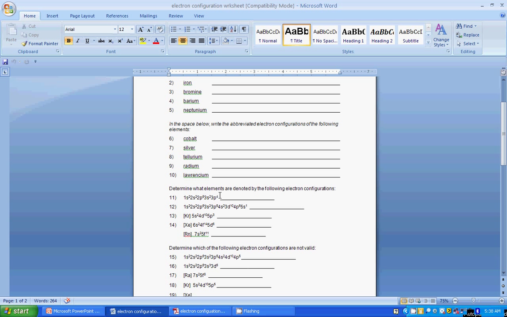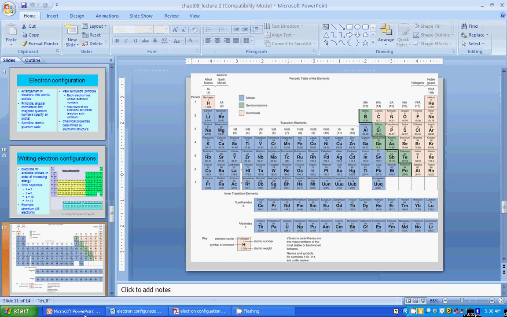So all of the superscript numbers, not your big coefficient numbers, but the numbers that are superscript, you add up. So 2 plus 2 is 4, 4 plus 6 is 10, 10 plus 2 is 12, and 12 plus 4 is 16. So the amount of electrons in number 11 is 16. If I go back and look on my periodic table for the number 16, atomic number 16 tells me that it is sulfur.